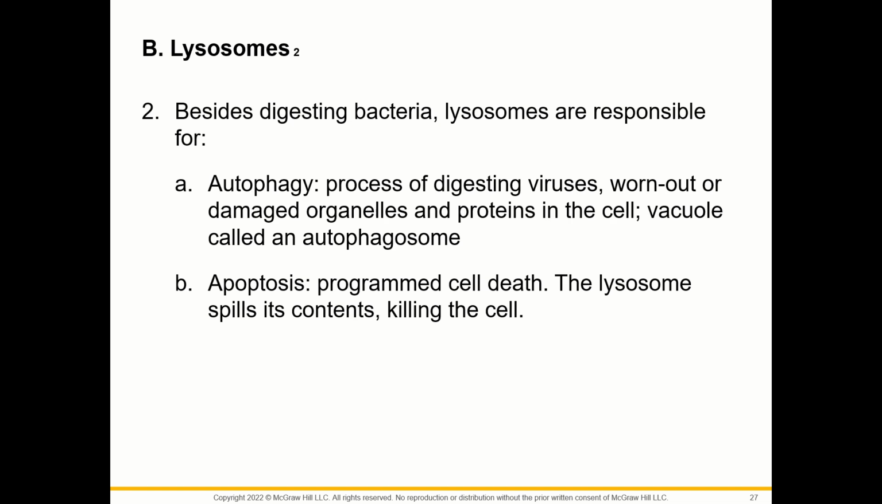Besides digesting bacteria, lysosomes are responsible for autophagy and apoptosis. Autophagy is the process of digesting viruses, worn out or damaged organelles, and proteins in the cell. It's a vacuole called an autophagosome. Apoptosis is programmed cell death. The lysosome spills its contents, killing the cell. And I know it sounds bad, but it's part of cell regulation. So if there's a mutated cell that should not go through mitosis, apoptosis is very important.